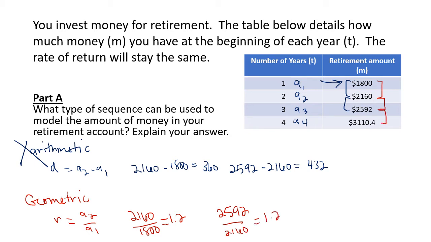Then if I go one more step and try that last one, I end up with 1.2, which is what should happen. Since it's geometric, we want it to have the same ratio throughout. So when you're explaining your answer, if you show your work like this, that's totally fine. You can say it's geometric. You could write a sentence if you'd rather do that. But showing your work like this is totally sufficient for explaining your answer.